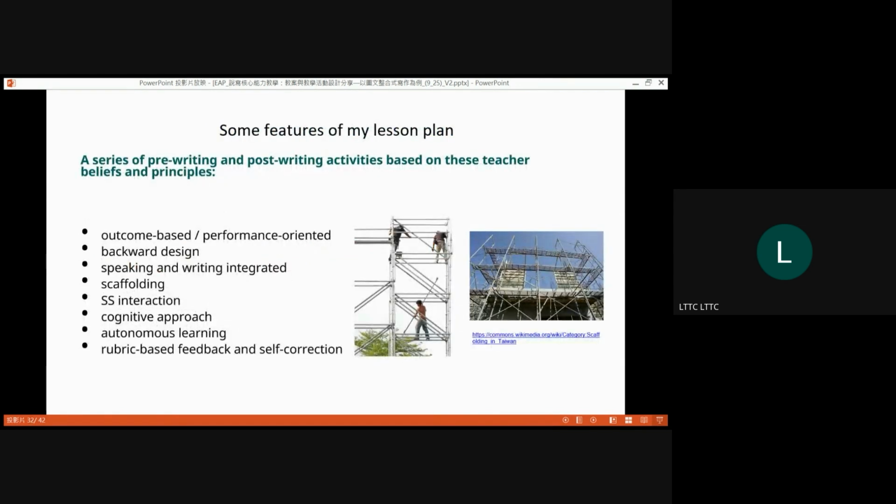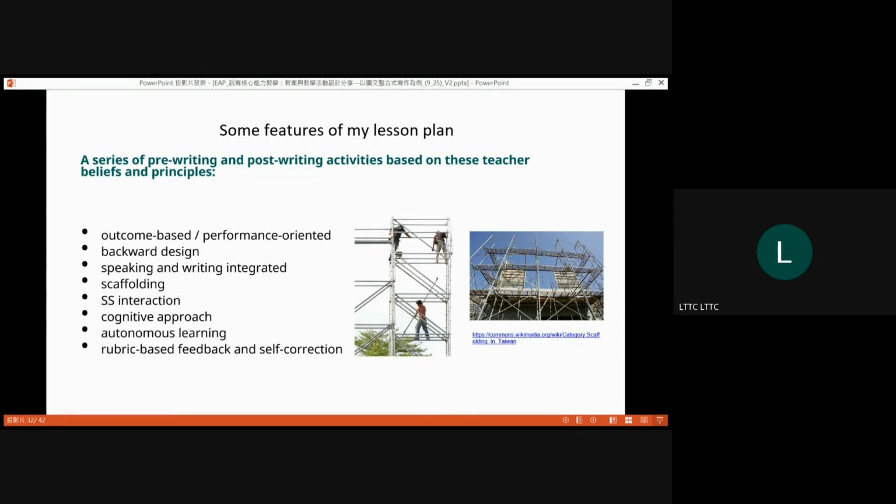All right, so some features of my lesson plan. I have designed it around these beliefs and principles. So there are a series of pre-writing and post-writing activities. First is outcome-based and performance-oriented. I have this very clear in my mind. So I have clear expectations of them and they know it. Starting from there, I have a backward design in my lesson plan, because then I would know how to do scaffolding. So these two are connected concepts.